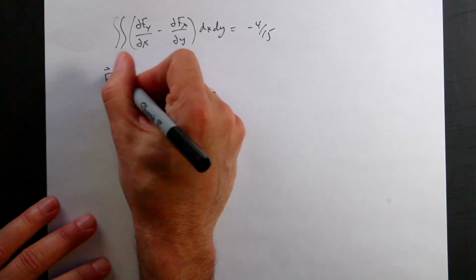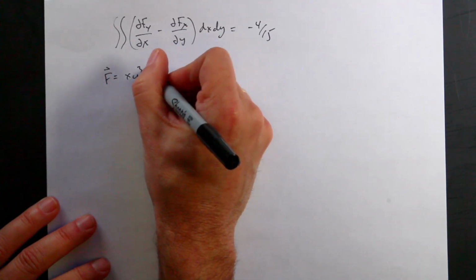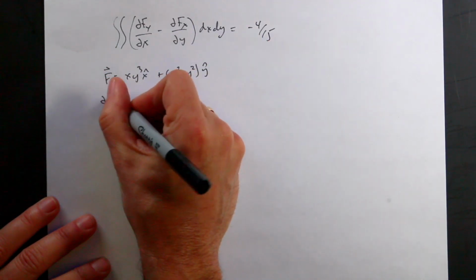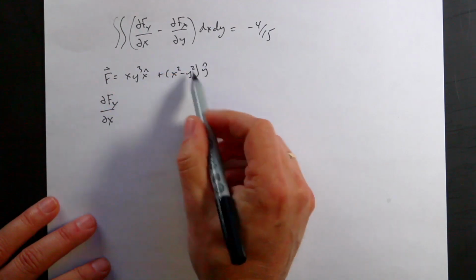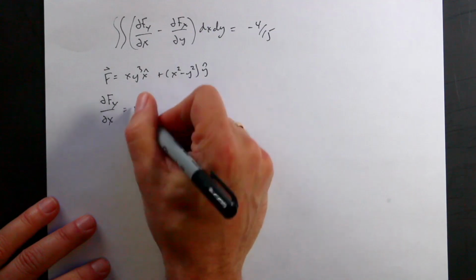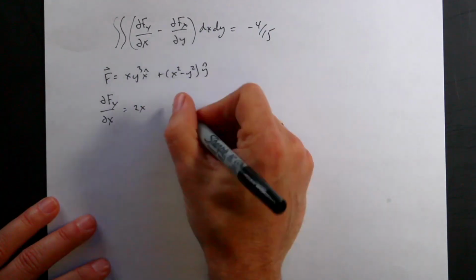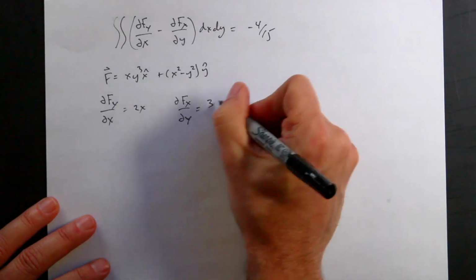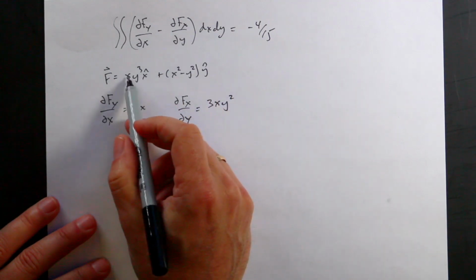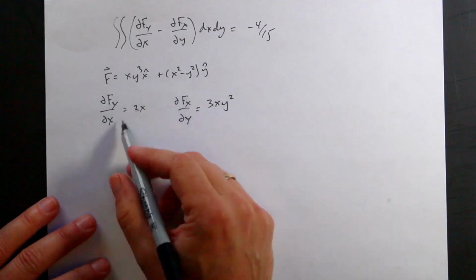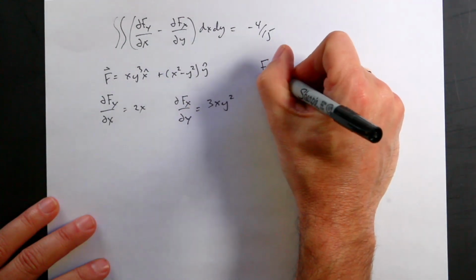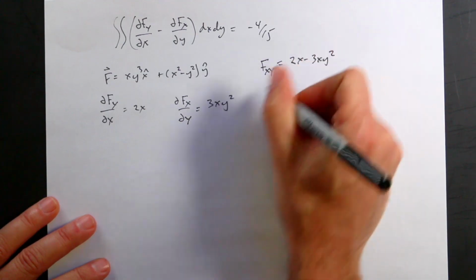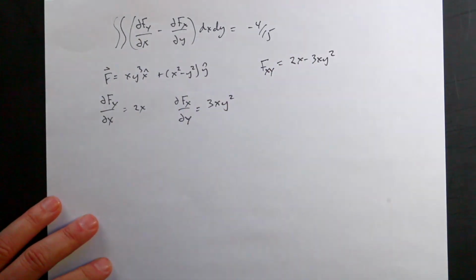So F is going to be equal to x y cubed x hat plus x squared minus y squared y hat. So the partial of Fy with respect to x is going to be equal to 2x. And then the partial of Fx with respect to y is going to be equal to 3x y squared. I'm just treating the x as though it's constant, so I bring the 3 down and reduce that by 1. So now I'm going to call this f_xy, which is equal to 2x minus 3xy squared. That's what I want to put in this function, but I need to integrate it over this thing.